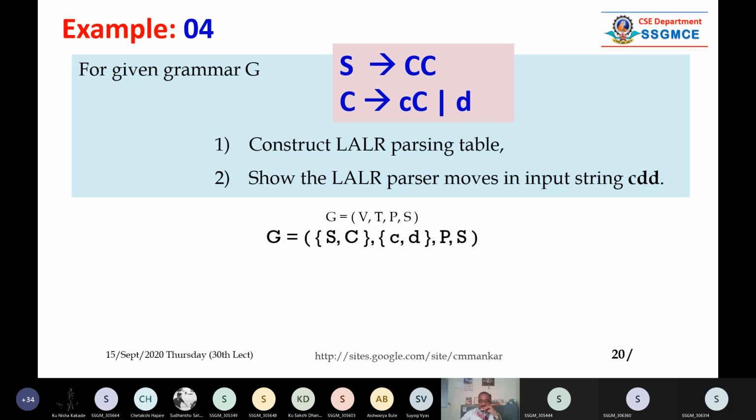So let us see how to construct the LALR parsing table and how to compute the processing of a particular string using the LALR parsing table. The method for constructing the LALR parsing table, as well as the method for computing moves on a particular input string, is the same as for the CLR parser. There are minor changes, which I'm just going to tell you. What is that?